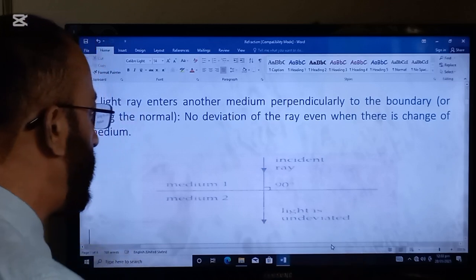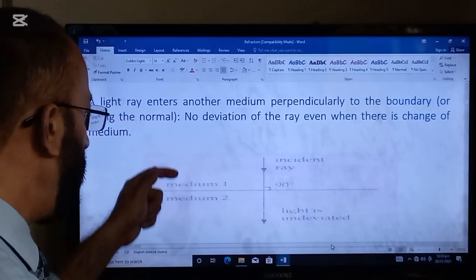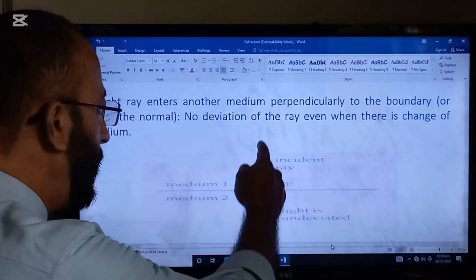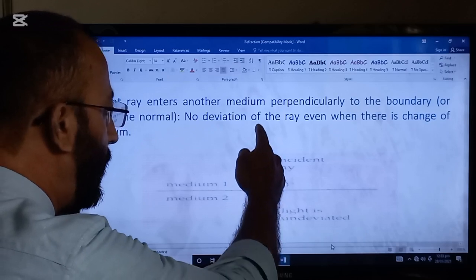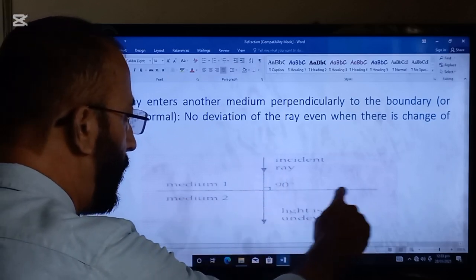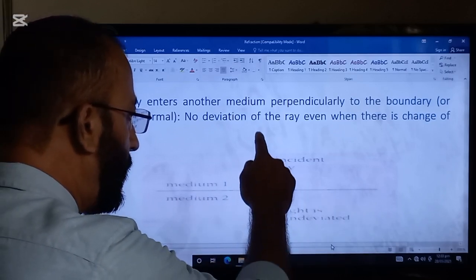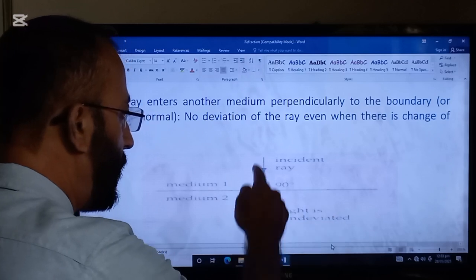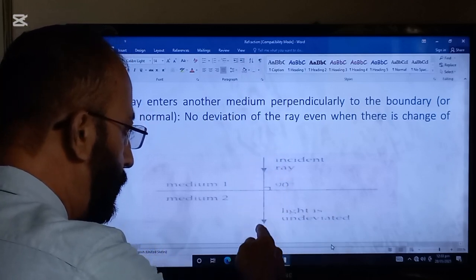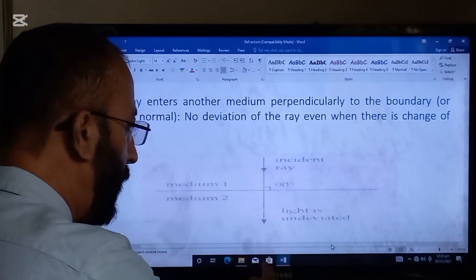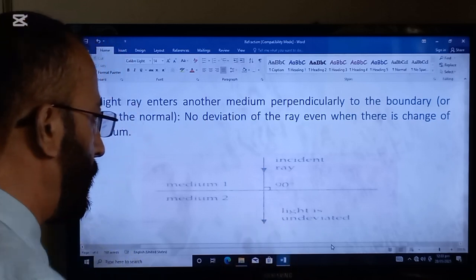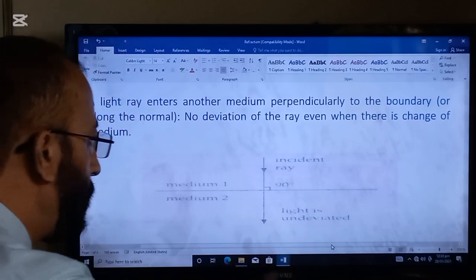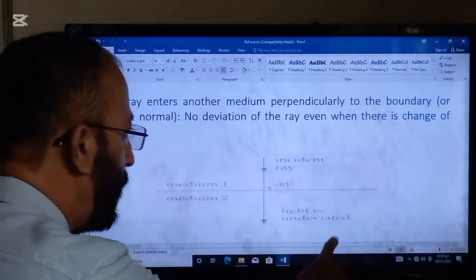And here is the example. Here is medium 1, here is medium 2, and the incident ray is at 90 degrees to the surface. It is hitting perpendicularly to the surface, so it will pass through the mediums straight away. There will be no deviation. So light is undeviated.